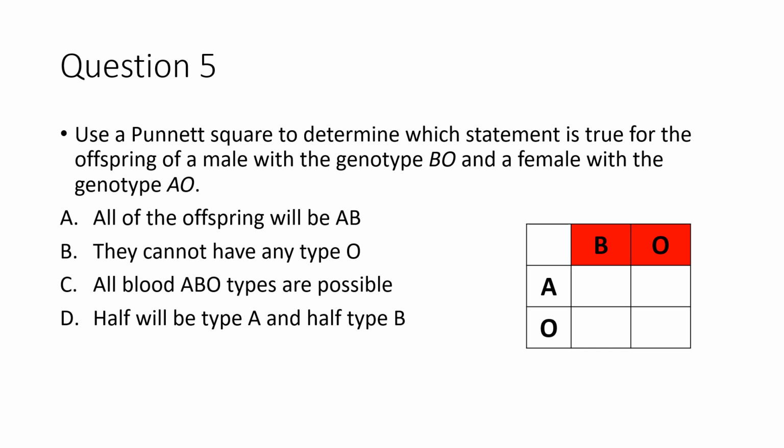A, all of the offspring will be AB. B, they cannot have any type O children. C, all blood ABO group types are possible. D, half will be type A and half will be type B. The answer is all blood group ABO types are possible with a 25% chance of each.